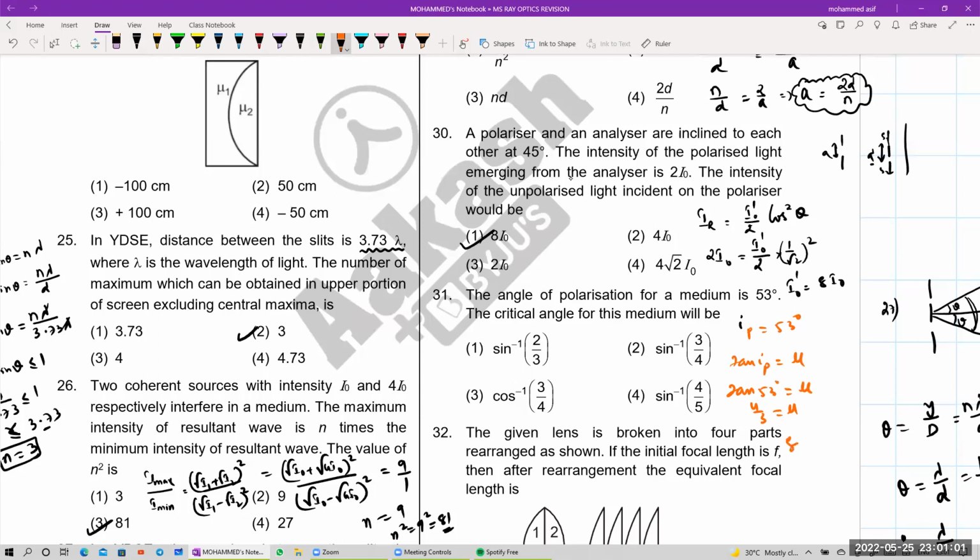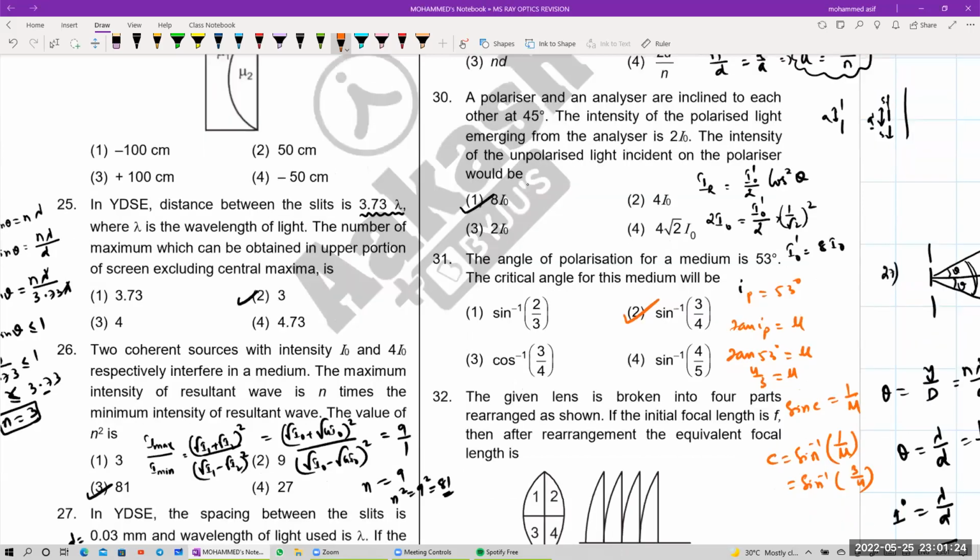So critical angle मतलब sin of your C is equals to 1 by mu. So C will be equal to sin inverse of 1 by mu. म्यू की वैल्यू कितनी है यहाँ पर? 4/3, यानी that will be equal to sin inverse of your 3/4. So sin inverse of your 3/4, second option will be the answer.